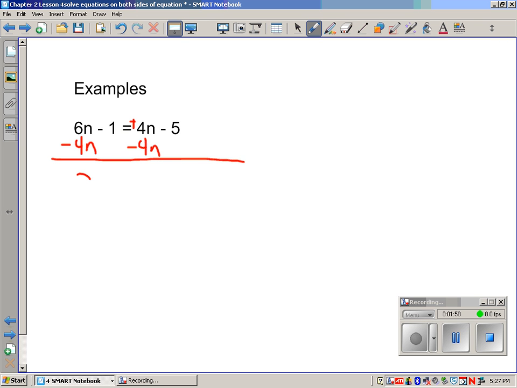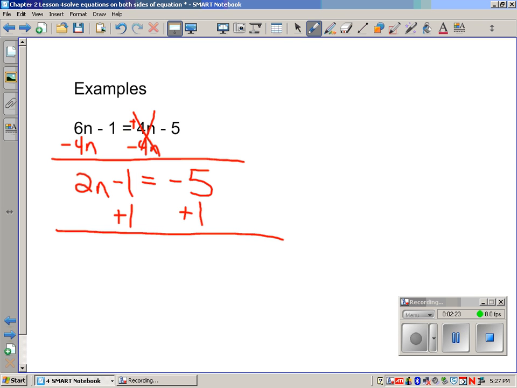6 minus 4 is 2n. Bring down the negative 1. Bring down our equal sign. These will cancel out, and it's just negative 5 on that side of the equation. Now what we like to do is get rid of the number that is not associated with the variable on the left side of the equation, which is a negative 1. We have to do the opposite operation. We have a minus 1, so we're going to add 1 to both sides of our equation.